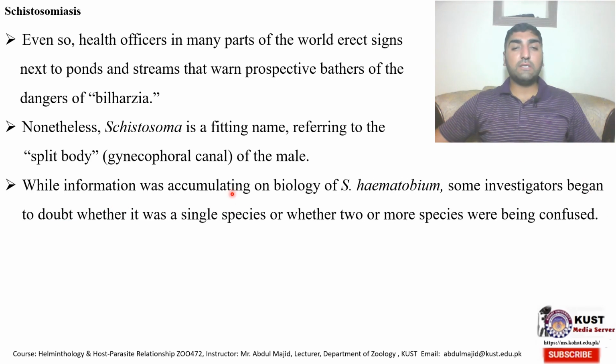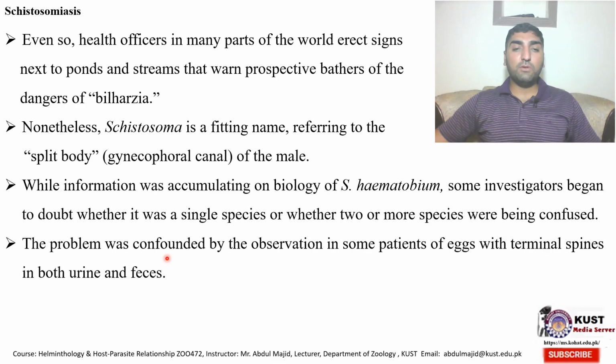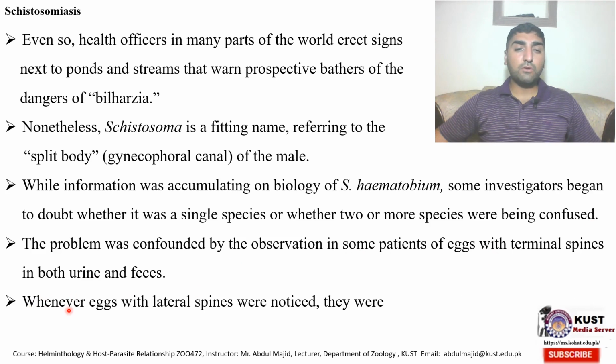While information was accumulating on the biology of Schistosoma haematobium, some investigators began to doubt whether it was a single species or whether two or more species were being confused. The problem was confounded by the observation in some patients of eggs with terminal spines in both urine and feces. Whenever eggs with lateral spines were noticed, they were ignored as abnormal.